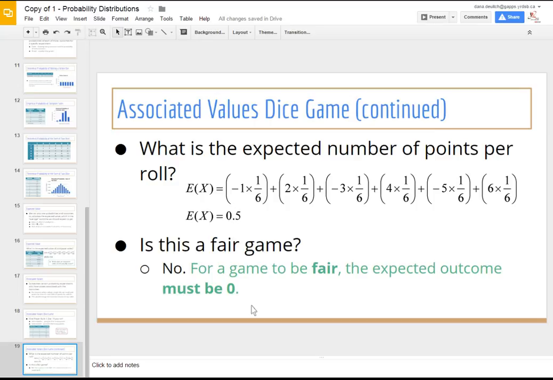So that's it. That's your whole first probability distributions lesson. Try some of the first questions of the homework tonight, and we can work on the rest of the homework in class tomorrow.